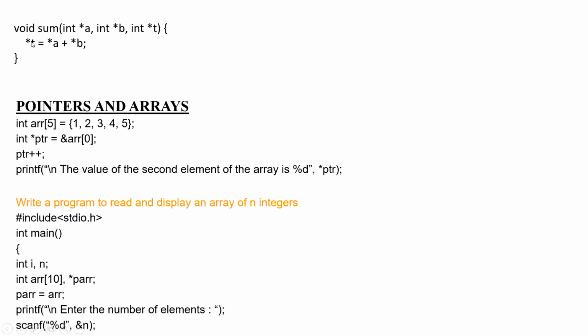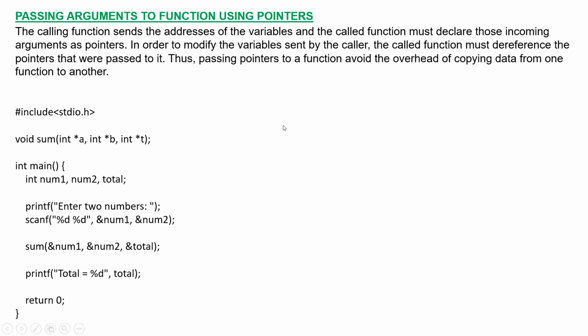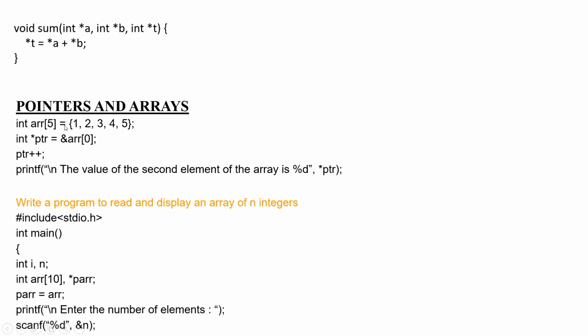Here is the sum function. So how do we calculate the sum? Here int a represents num1 and int b represents num2, and this is total. Both num1 and num2 are added and stored in T. This is about passing arguments. Then next we have pointers and arrays.